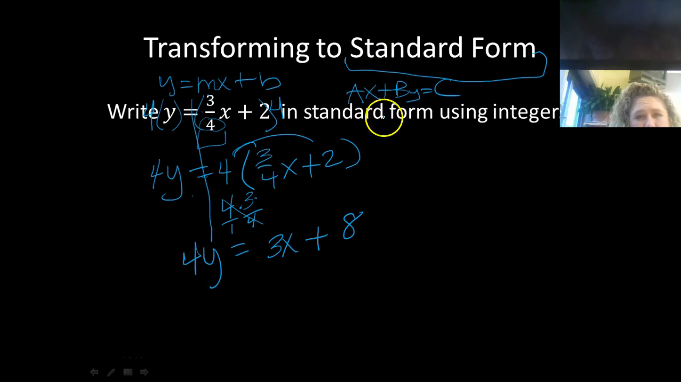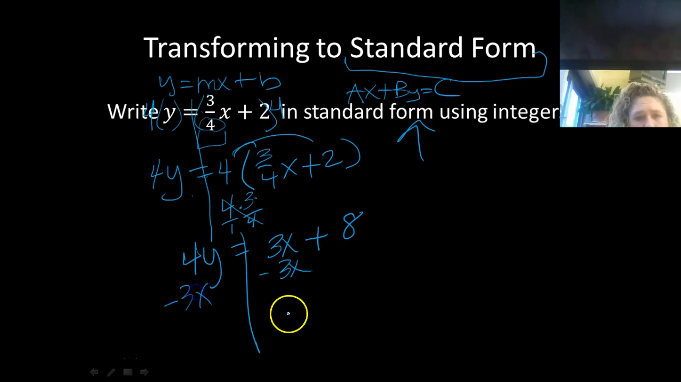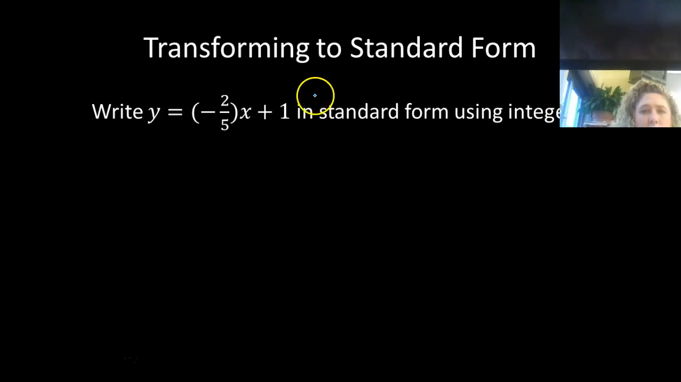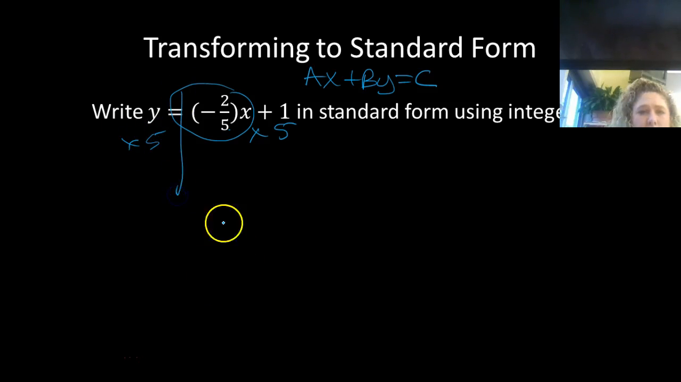Now, I'm trying to get this into standard form, so I need ax plus by equals c, so we've got to get the x's over. You finish with negative 3x plus 4y equals positive 8. And once again, we're trying to write this into standard form, which is ax plus by equals c. I have a fraction here I need to get rid of, so I'm going to times everything by the denominator, which is 5. And whatever I do to one side of an equation, you've got to do to the other.